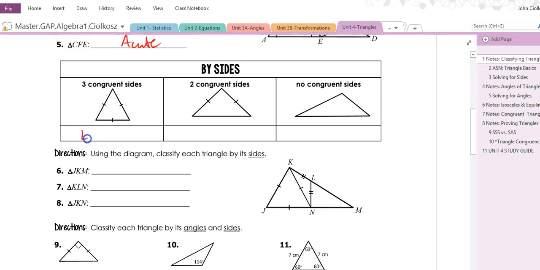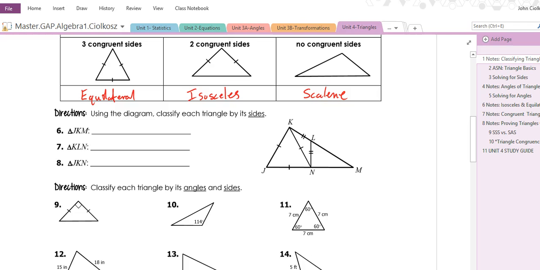All 3 sides congruent is another way to go, what's known as an equilateral triangle. By sides, 2 congruent is isosceles. You'll see me write iso most of the time for that. And no congruent sides is known as scalene. So looking here, JKM, I got 1 not congruent, not congruent. So here nothing's congruent. So this is scalene.